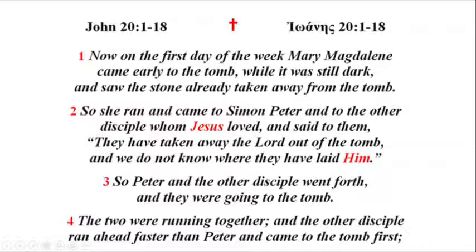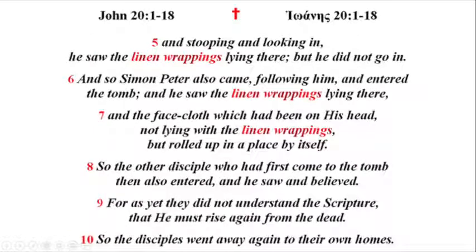So Peter and the other disciple went forth, and they were going to the tomb, and the 2 were running together. And the other disciple ran faster than Peter, and came to the tomb first. And stooping and looking in, he saw the linen wrappings lying there, but he did not go in. And Simon Peter, who also came following him, entered the tomb, and he saw the linen wrappings lying there, and the face cloth which had been on his head, not lying with linen wrappings, but rolled up in a place by itself.